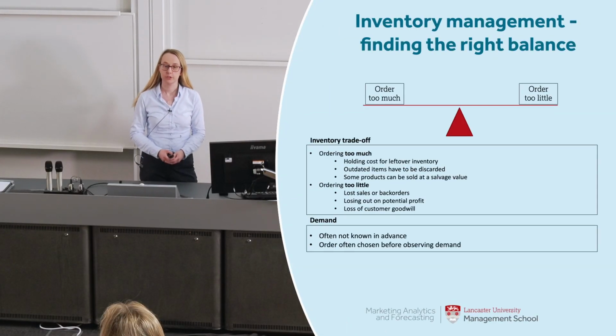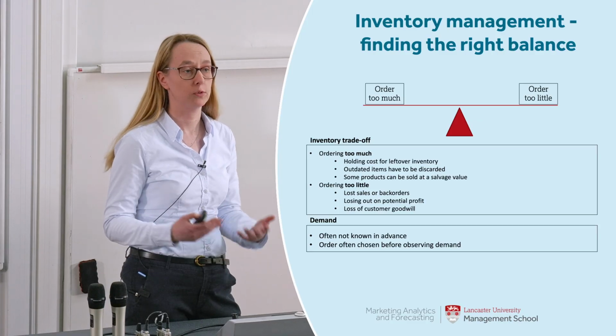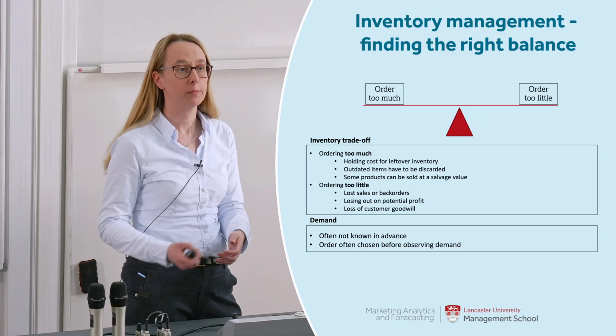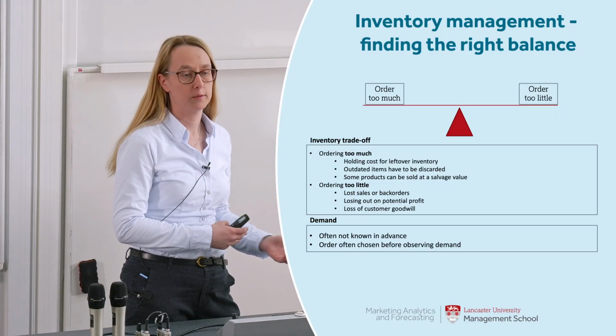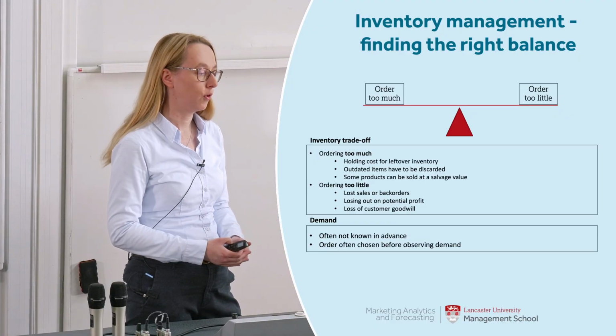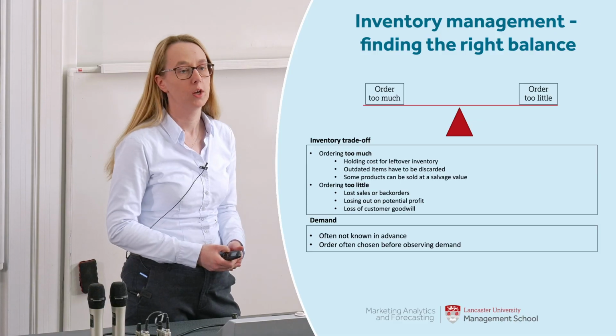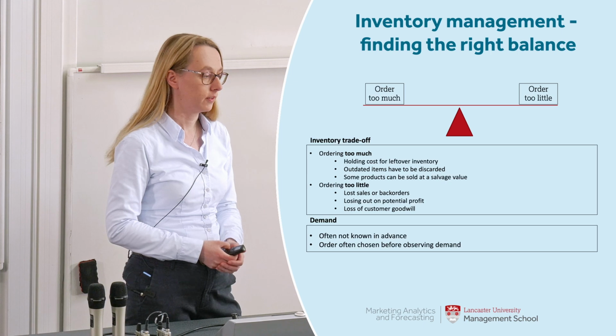So the inventory manager wants to find the balance between ordering too much and too little. If we order too much, it means that we might have lots of leftover inventory. This can be costly because we need warehouse space, or in a store, we need shelf space to keep all that inventory. Also, some of those products might outdate and perish, so there could be a cost for discarding the products, or maybe there is a salvage value where we can sell the products at a discount.